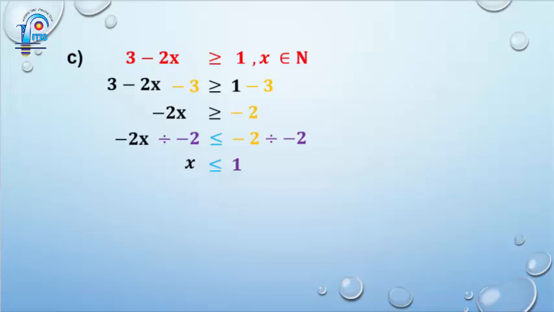Where the substitution set is the set of natural numbers. The set of natural numbers starts with 0, 1, 2, 3 and so on. Then the solution set here is the set of 0 and 1 only.